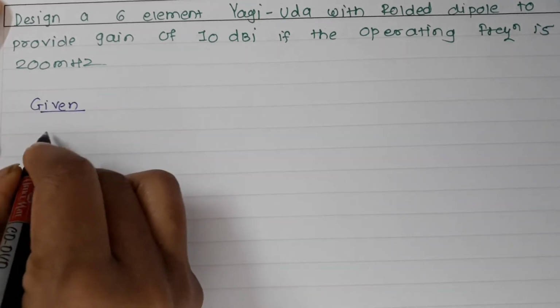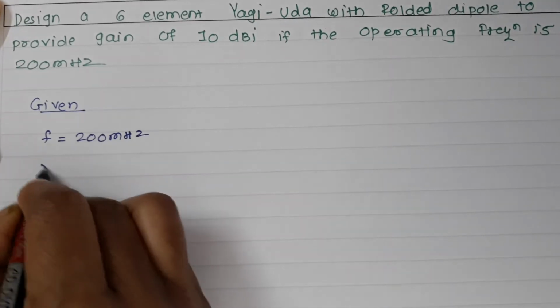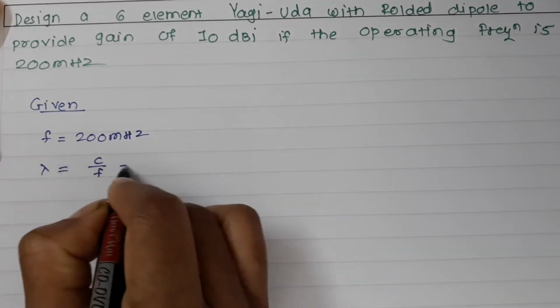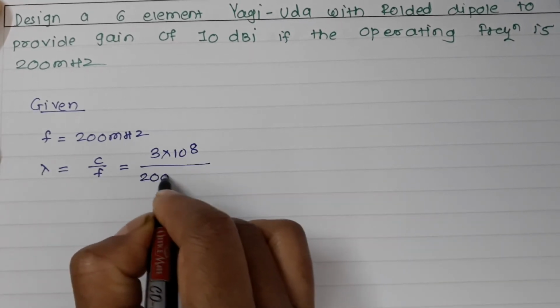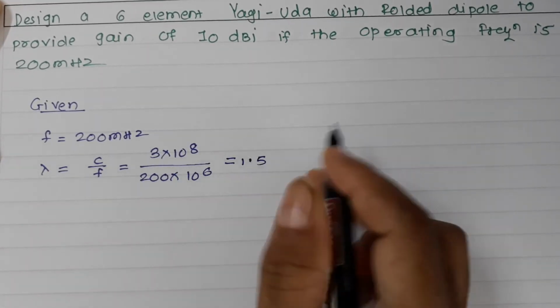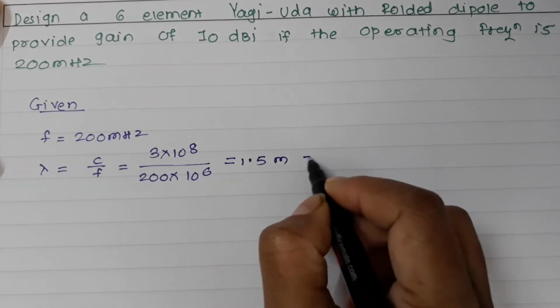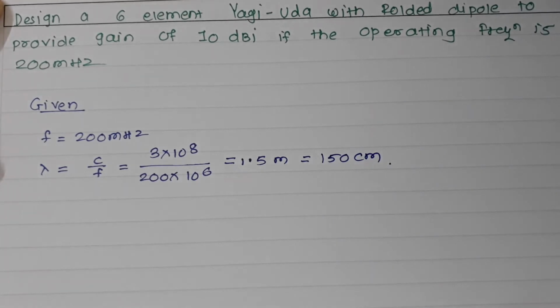So what is given here? F is equal to 200 megahertz. So lambda will be c by f, which is 3 into 10 raised to 8 divided by 200 into 10 raised to 6, which is 1.5 meters. Otherwise you can write it in centimeters, 150 centimeters. Now as we know the lambda, how can we calculate the LR?